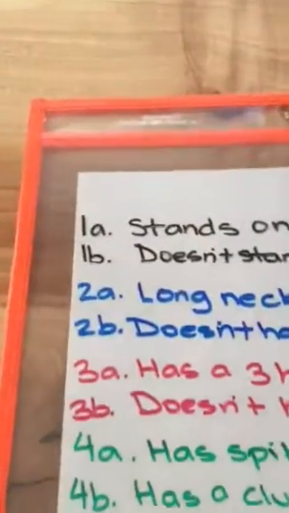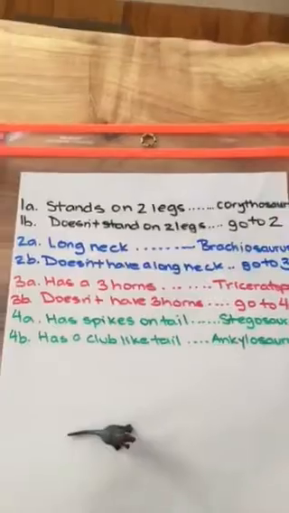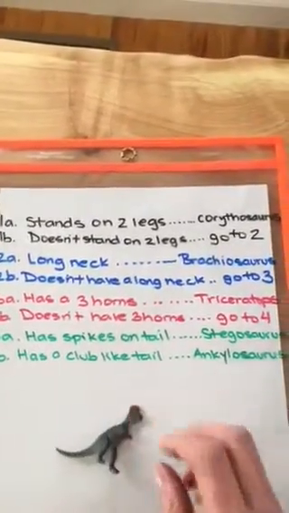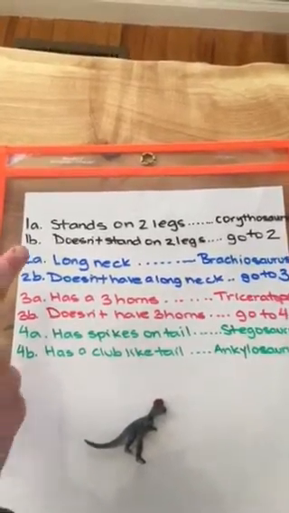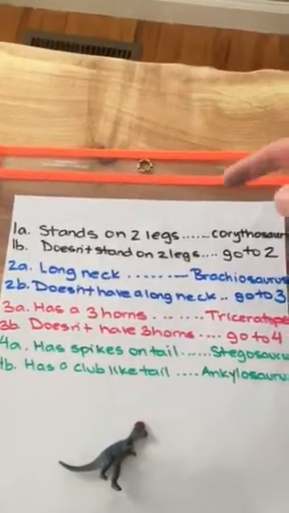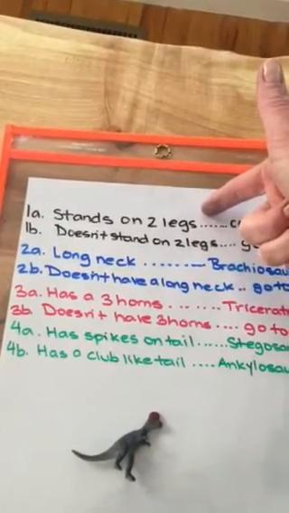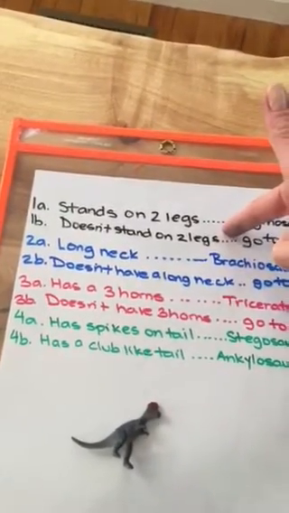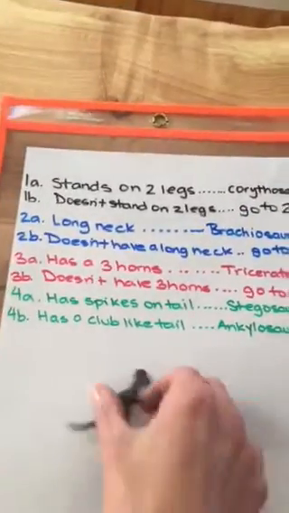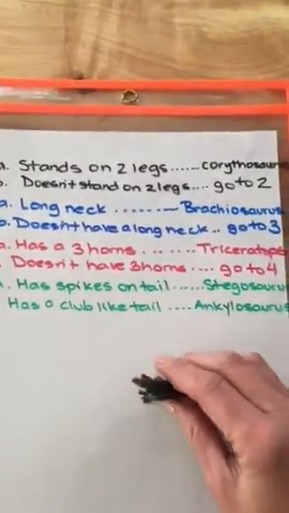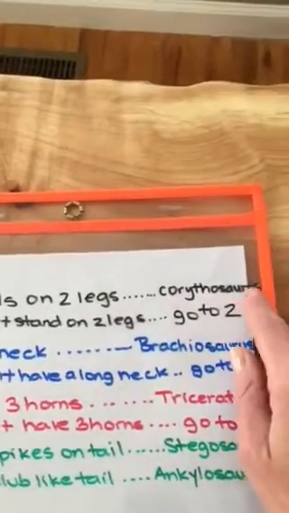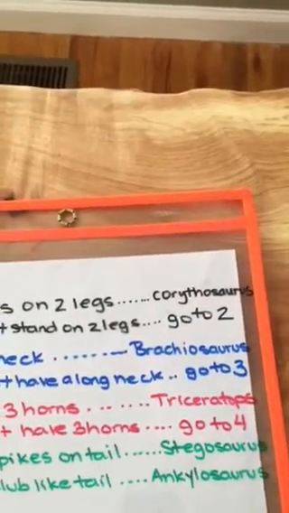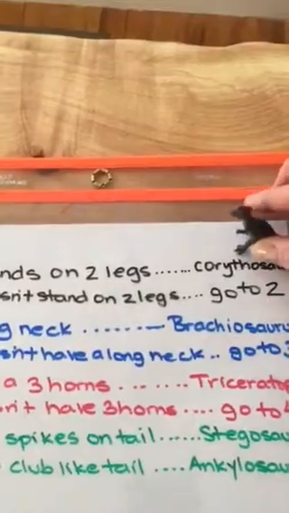The first thing you do is look at your dichotomous key and look at your dinosaur at the same time. You go to question 1, you always start at question number 1, and you read the 2 choices. The first choice, stands on 2 legs, or doesn't stand on 2 legs. If you take a look, our little friend here can stand on 2 legs. So since he stands on 2 legs, I'm going to look next to it, and I already got the name for my dinosaur, Corythosaurus. So I'm going to stick him next to that.